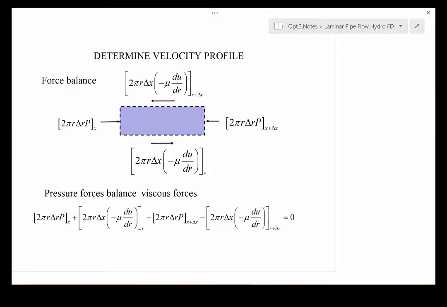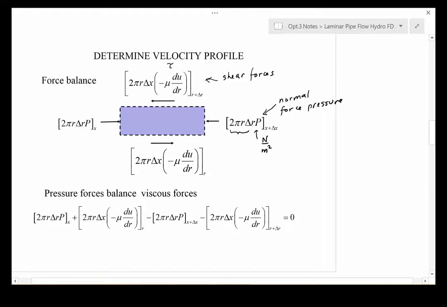So the force balance on this guy says that we have to think about what the forces are. Well, there's a pressure force that's acting on it. This is a normal force, so it acts on the face of it. And there are shear forces acting on it. As we look at this little element, it's pretty clear we need to think about what the area of action is. So pressure, of course, has units of force per unit area, Newton per meter squared. And the shear, tau, equal to minus mu du/dr, also has units of Newton per meter squared.